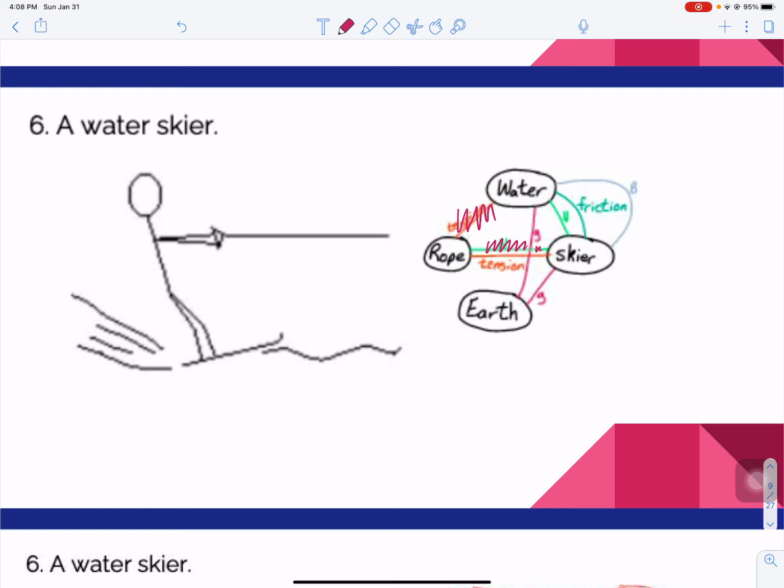Okay, between the skier and the water, it looks like they have normal. It looks like that might be a normal, but it should actually be buoyant.